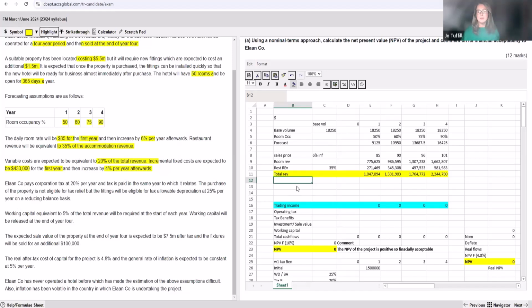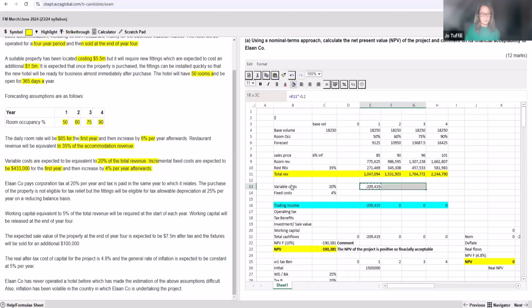Right, so while I'm doing that, I'm going to put in my variable costs and my fixed costs. And I'm going to remember that's 20% of revenue, and that is going to be 4% inflation. So my variable costs, very easy. I would minus it, I'd times by minus 0.2 to get it into a minus.